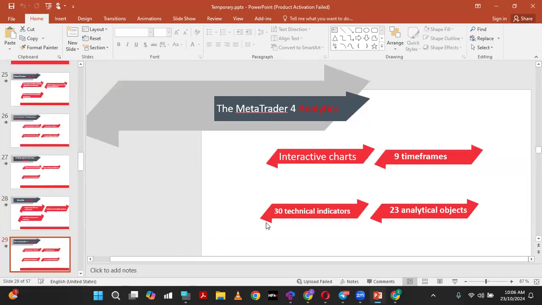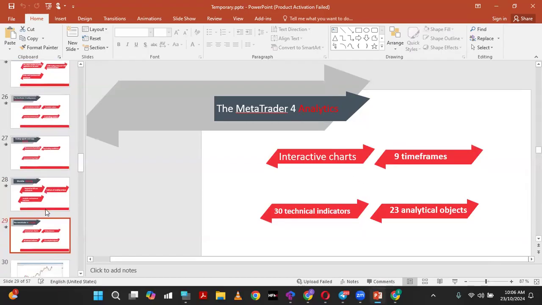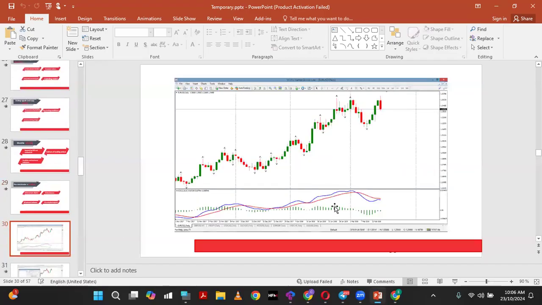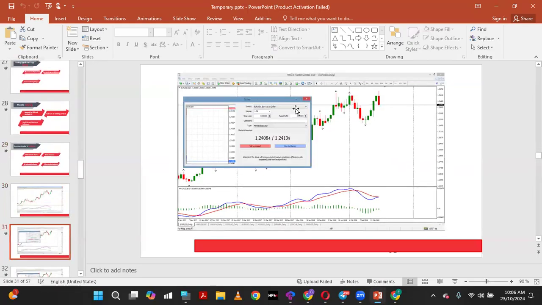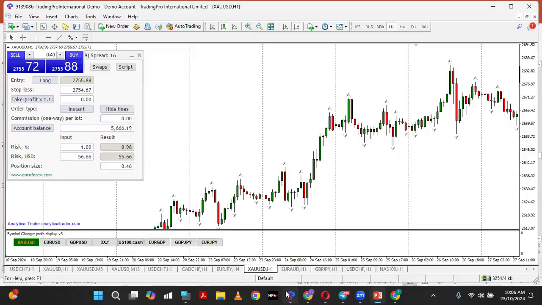So you have interactive charts, 9 time frames, 30 technical indicators, 23 technical objects. That's what you have available on the MT4. So this is what it looks like. This interface is what you use to execute your trade. So let's go to this place.